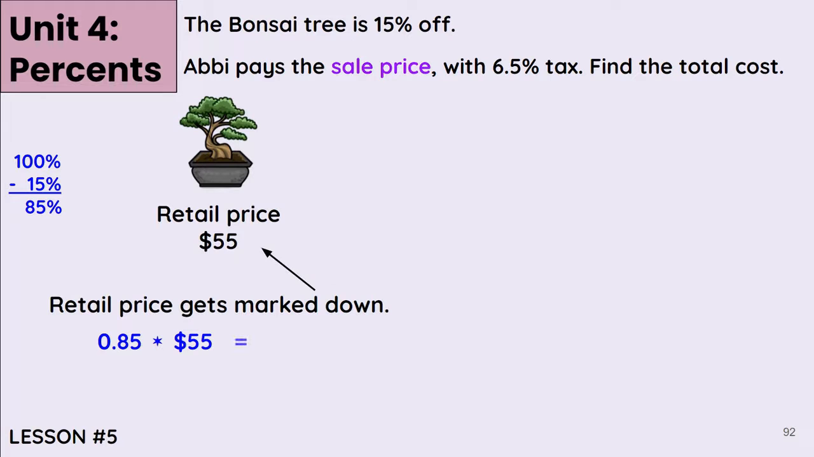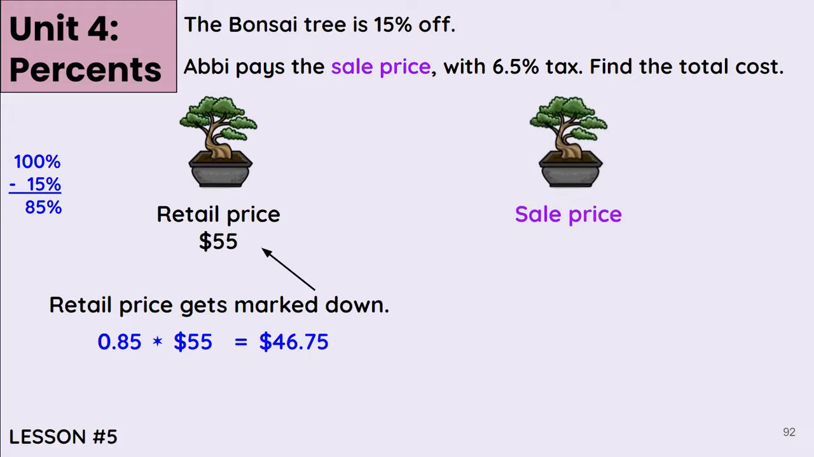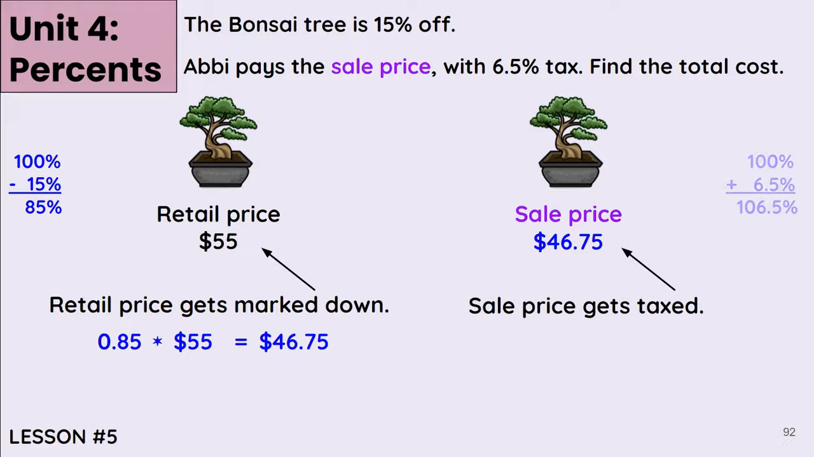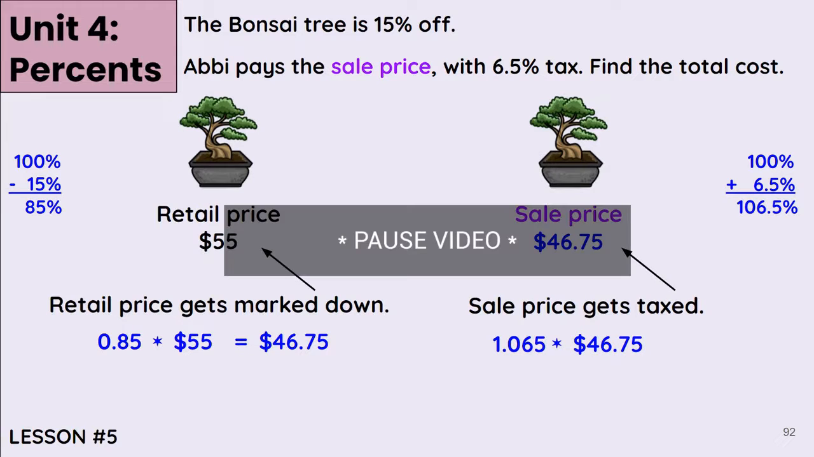Okay, you should have found out that Abby has to pay $46.75. So she brings it up to the cash register. They say the sales price is $46.75, and now they charge her tax. So she's going to have to pay 100% of that sales price and 6.5% extra. That's 106.5%. If you move the decimal over twice, you're going to have to do 1.065 times the price. All right, go ahead and find out what you get.